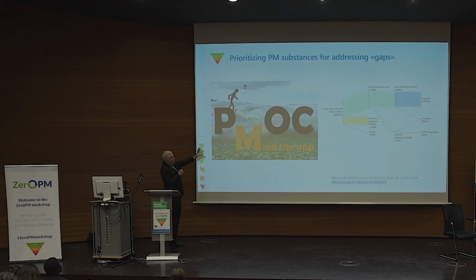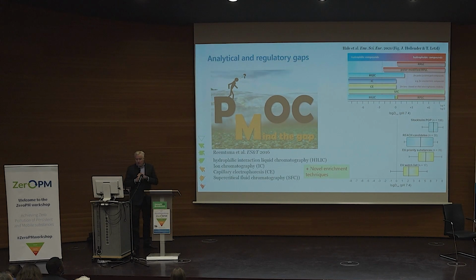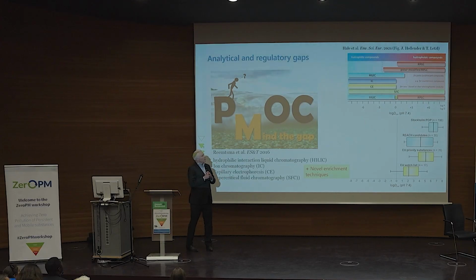And this figure here is from a 2016 paper that predated ZeroPM. It's from a project called JPI Promote, which kickstarted a lot of the conversation, I think, about persistent and mobile substances. And there we were also looking at other gaps in addition to substance properties. At the time, these were the substantial analytical gap and the regulatory gap.